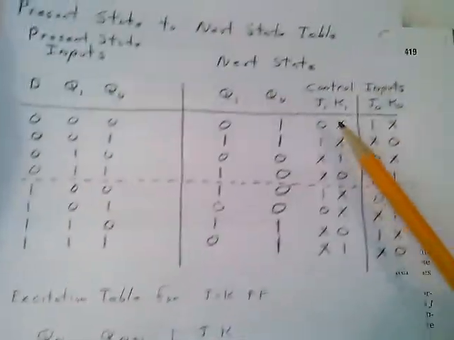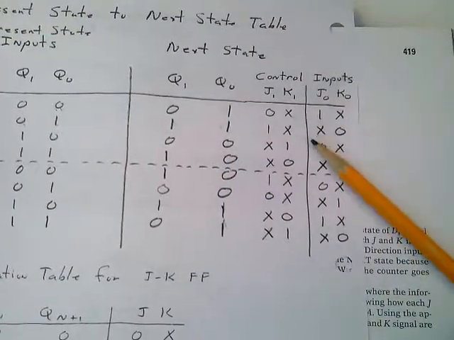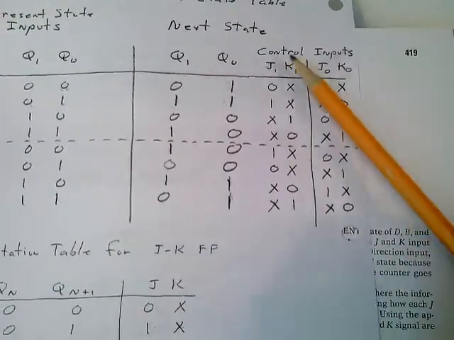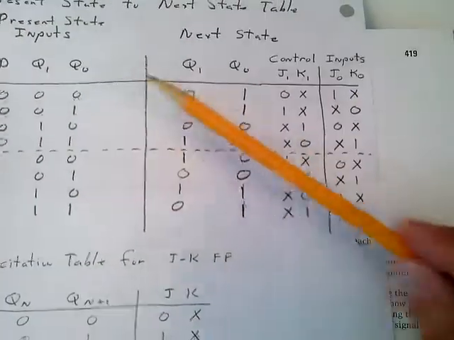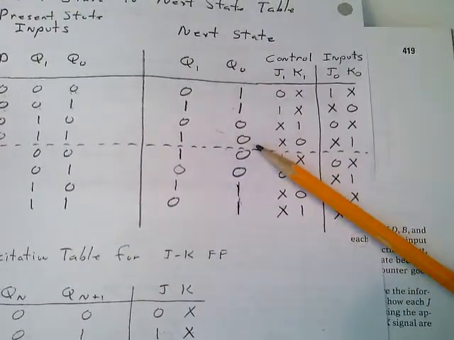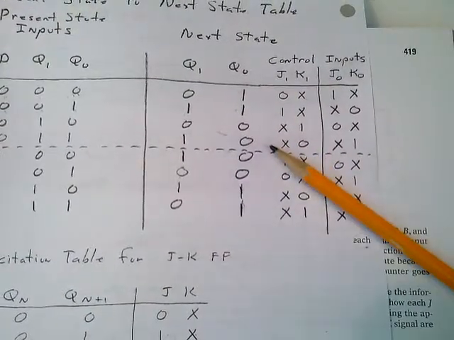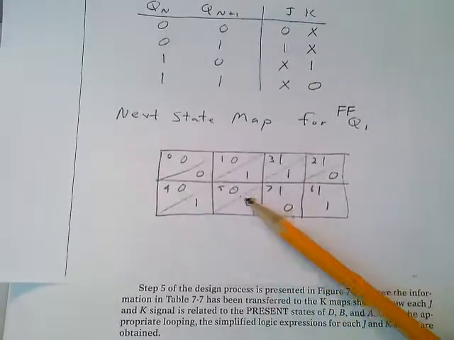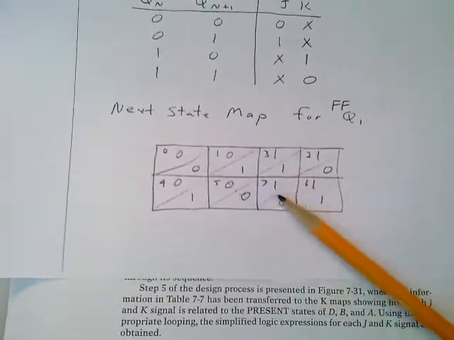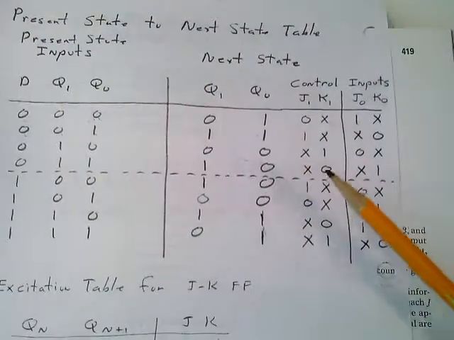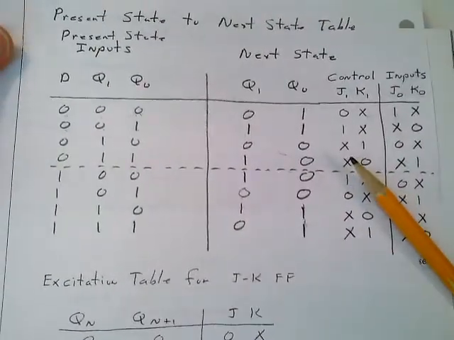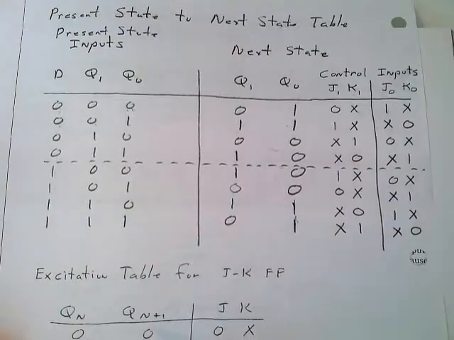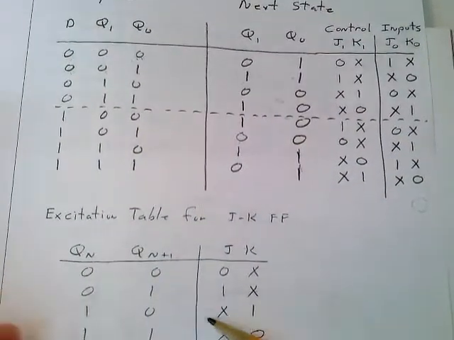And then what I'm going to do, and what I want you to start doing in the rest of your designs, is putting in your control inputs as part of your present state to next state table. It's going to alleviate these next state maps down here. You won't have to do these next state maps because they're part of the present state to next state table. Now, what do I mean by that? Well, then you take a look up here and you use your excitation table to do this.